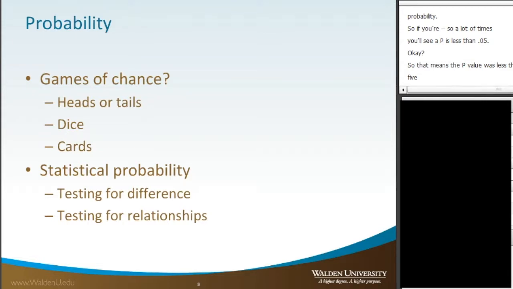How does that relate to statistics? Well, we use that same statistical probability, again, for either testing differences or testing relationships. Yeah, the Powerball.